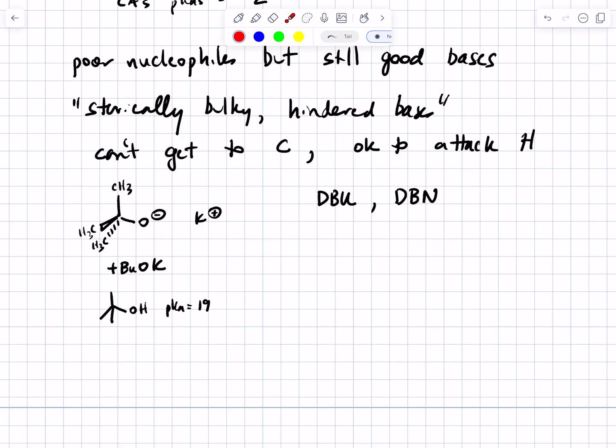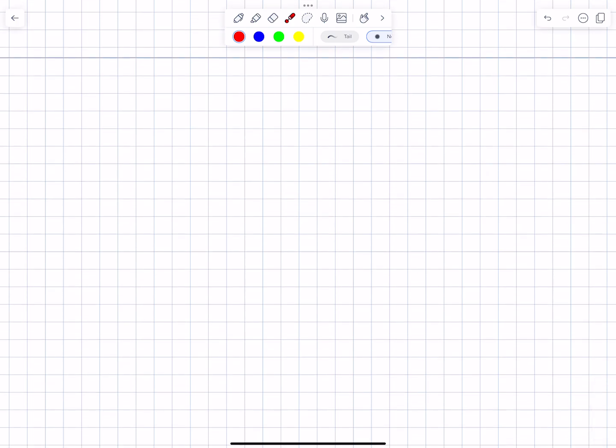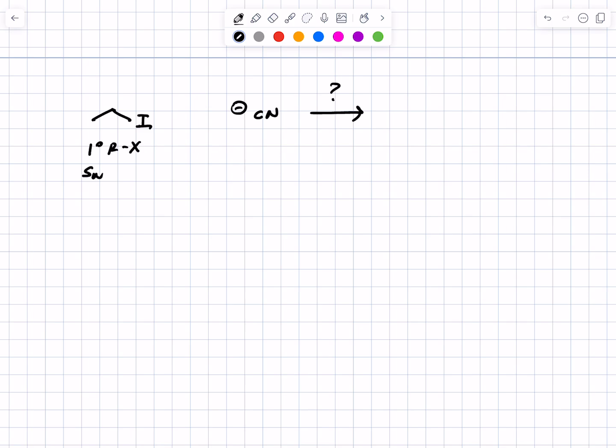So with that in mind, we're now prepared to make some interesting decisions with various reactions and predicting outcomes. So here is an alkyl halide, and here is a nucleophile, and we're going to predict what happens. So start with the alkyl halide. What kind of alkyl halide is that? Is it methyl, primary, secondary, tertiary? Primary alkyl halide. And you know from that SN2 is fast and E2 is slow.